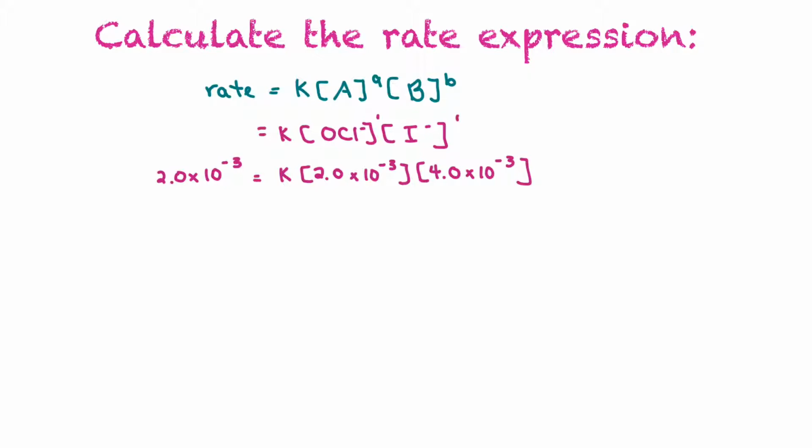And then we need to isolate K. So we need to divide these two values by the other. So by rearranging, K is equal to 64 moles per liter second.